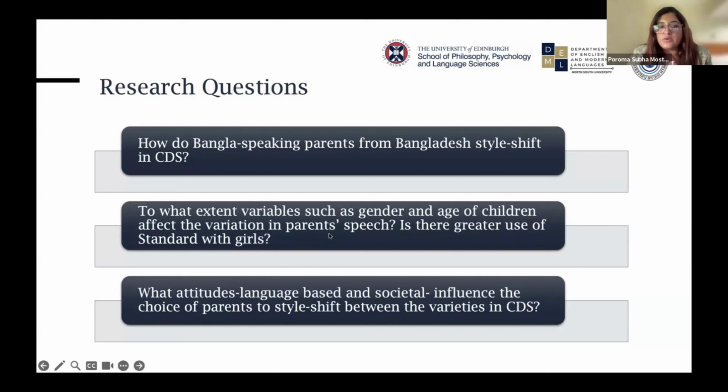The second question: to what extent do variables such as gender and age of children affect the variation in parent speech? Is there greater use of standard with girls, because that is what we were observing around us? And then we asked what language-based and societal attitudes influence the choice of parents to style-shift between the varieties in CDS.